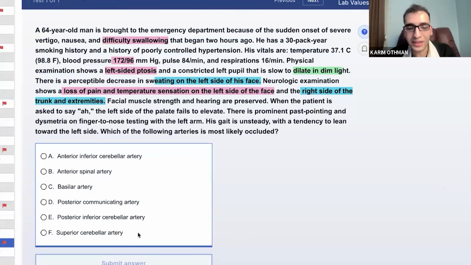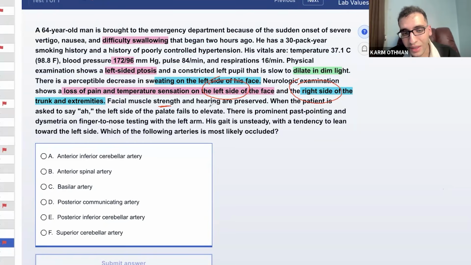Yes, it's very important because it tells us that this person has a crossed lesion, right? Because this person has a problem on the left side of the face and the right side of the body. Amazing, Elmi, amazing, Elena, guys, perfect. So we know now that we are talking about a brainstem lesion. We don't know where the brainstem lesion is yet.